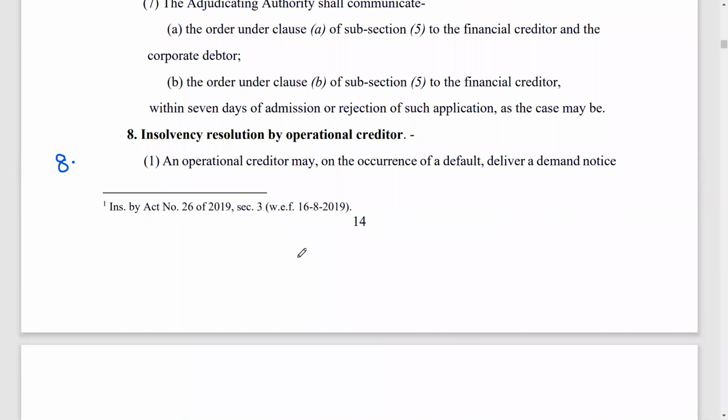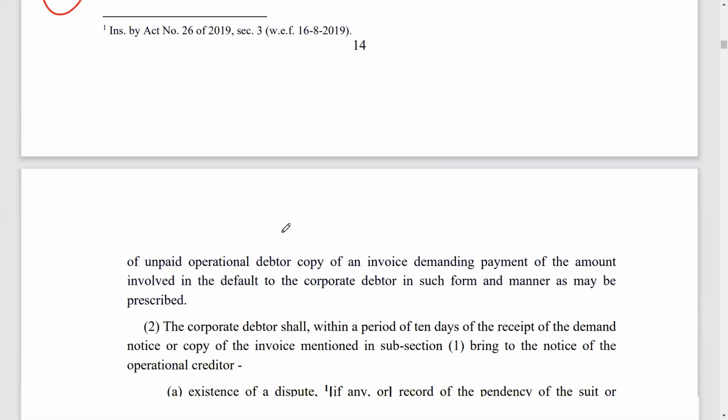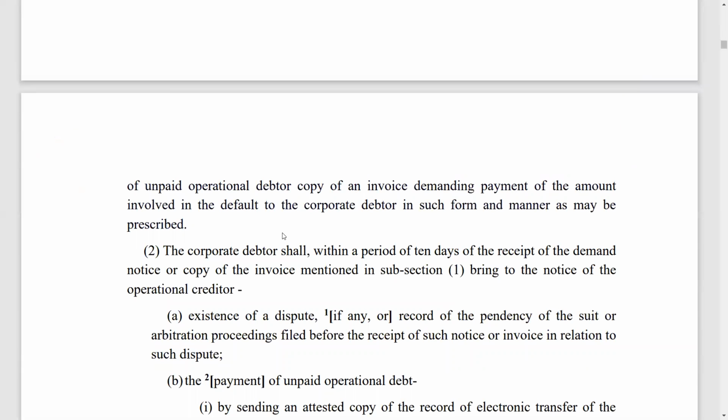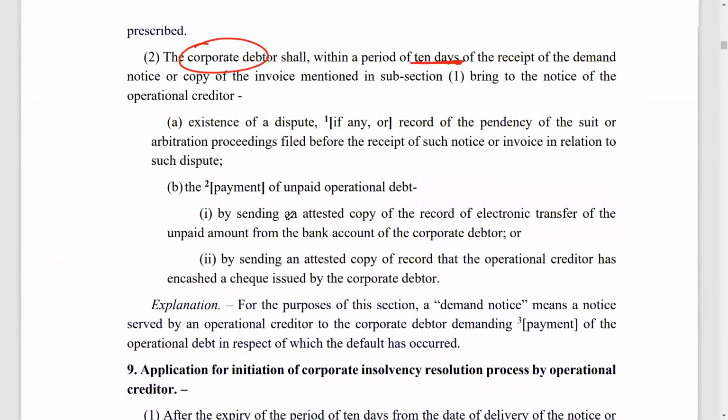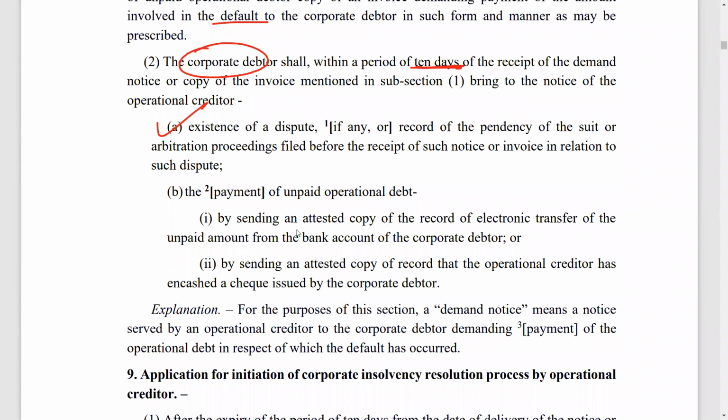Now, the next point that we have is the initiation of the CIRP application by the operational creditor. So the operational creditor will first have to deliver the demand notice to the corporate debtor, asking for the payment or the proof of the payment, whenever the person defaults. Now within 10 days, once the demand notice is served, either the corporate debtor is going to prove or is going to submit the existence of dispute.